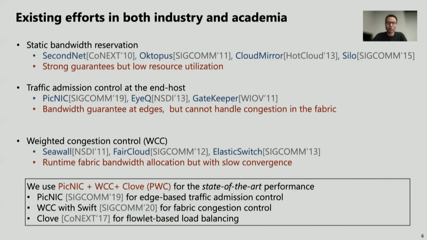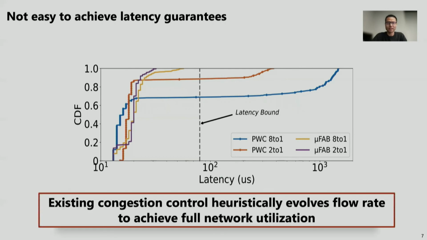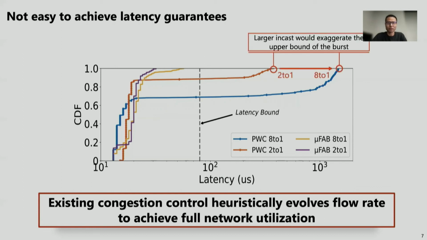Since no single work can provide the above three goals simultaneously, we use Parley, weighted congestion control, and Clove for state-of-the-art performance. We take an incast example to show that it is not easy for the PWC combination to achieve latency guarantees. Existing congestion control heuristically probes flow rate to achieve full network utilization. So more active flows in the network would exaggerate the upper bound of the burst and finally lead to unbounded queue latency. In contrast, MuFab can bound the tail latency even as the incast degree increases.